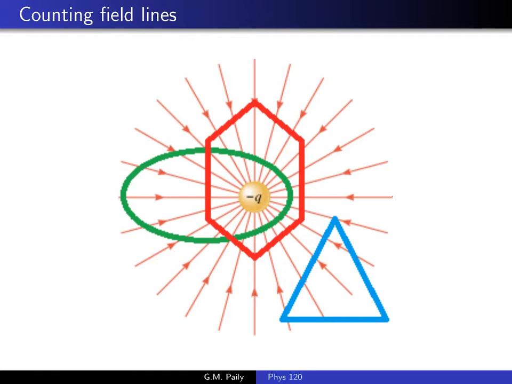So now we have an idea of what Gauss's law is about. It's about relating the number of field lines passing through a surface, passing through a closed surface that is, to the amount of charge enclosed. Here we see that both the green surface and the red surface enclose the same amount of negative charge, and they both have the same amount of negative flux. The blue surface encloses no charge, and so the total flux passing through it is 0.